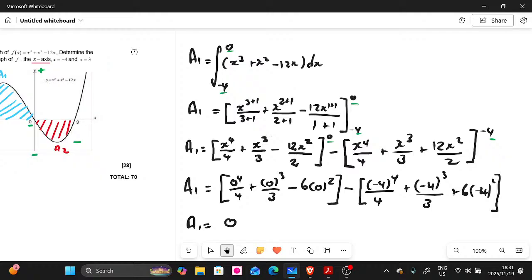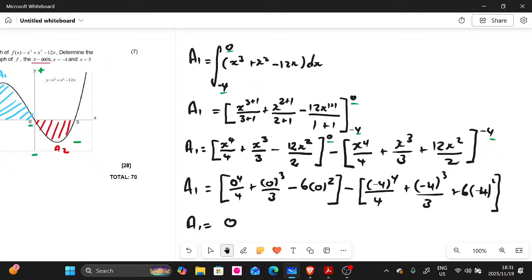We have negative 4 to the power of 4, right? And then we divide by 4 there. And then we say plus negative 3. Let me do the fractions. Don't forget to put it inside the bracket, guys. Negative 4, I mean, not 3. Negative 4 to the power of 3. Do not forget to put the brackets, guys. Divide by 3, and then the last one here, we have plus 6, and then we have negative 4 to the power of 2.